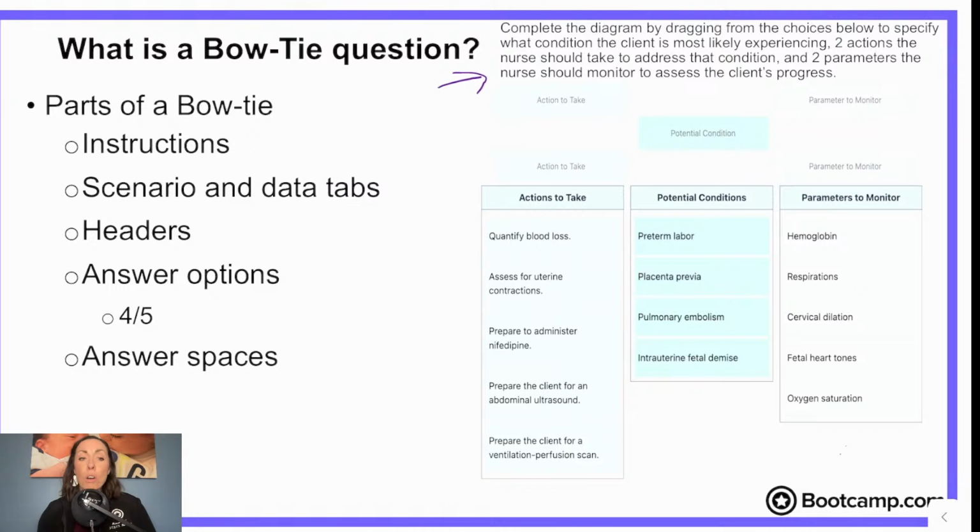So you're going to look through all your data tabs when you get these questions. Then you have these headers that you see here. You are given actions to take, potential conditions that they're experiencing, and parameters to monitor. Each of these answer options on the side are going to have 4 to 5 choices, and then you'll have 4 in the center here for what their potential condition is. And then, of course, our answer spaces up here at the top. You'll drag your responses in there, and it's going to make what looks like a Bowtie.